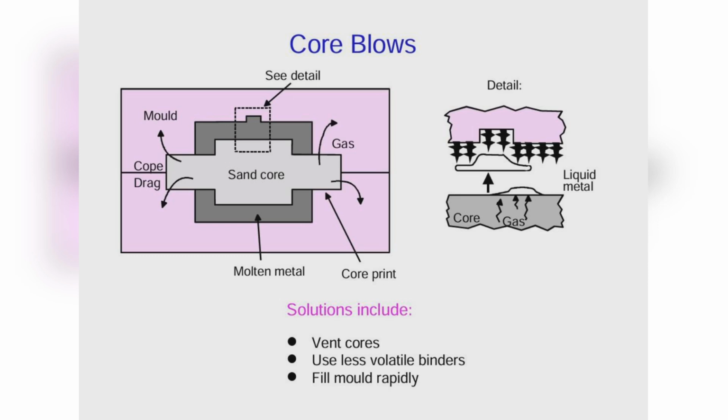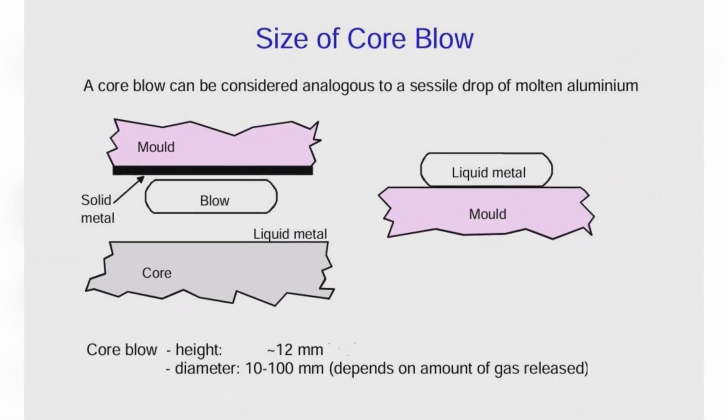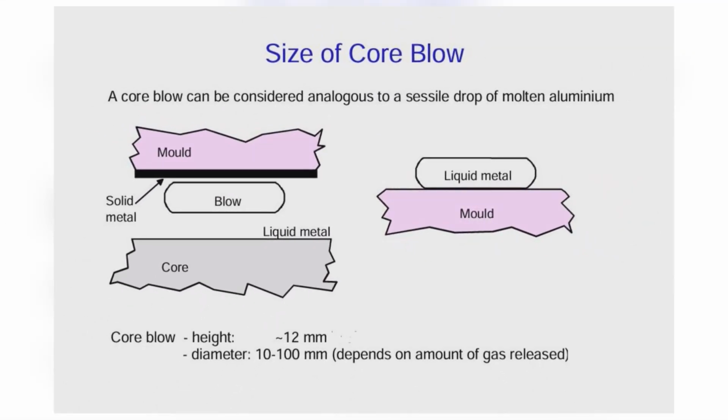The minimum thickness of the bubble in a liquid aluminium alloy, when lodged under a horizontal flat surface, is usually approximately 12 mm. This dimension is controlled by the ratio of surface tension and density. The diameter of the bubble can, of course, be any size depending on the amount of gas released by the core, and is typically 10 to 100 mm.